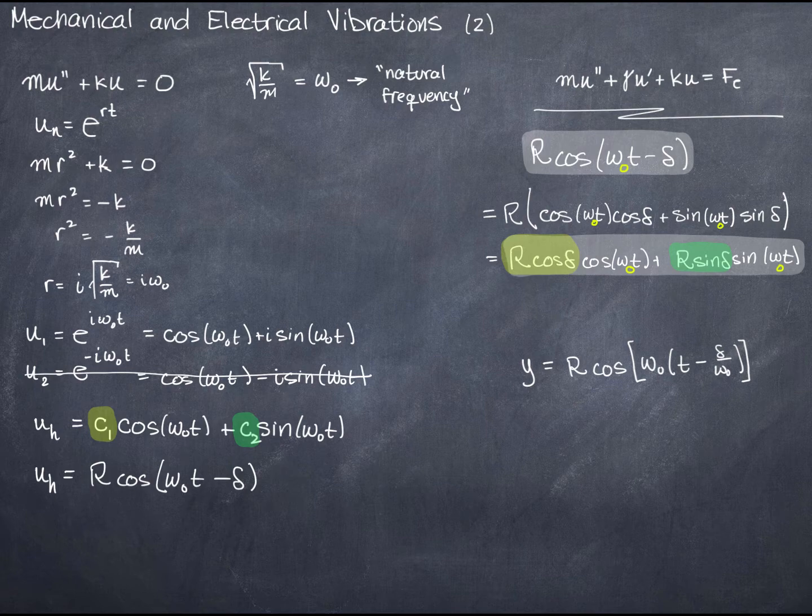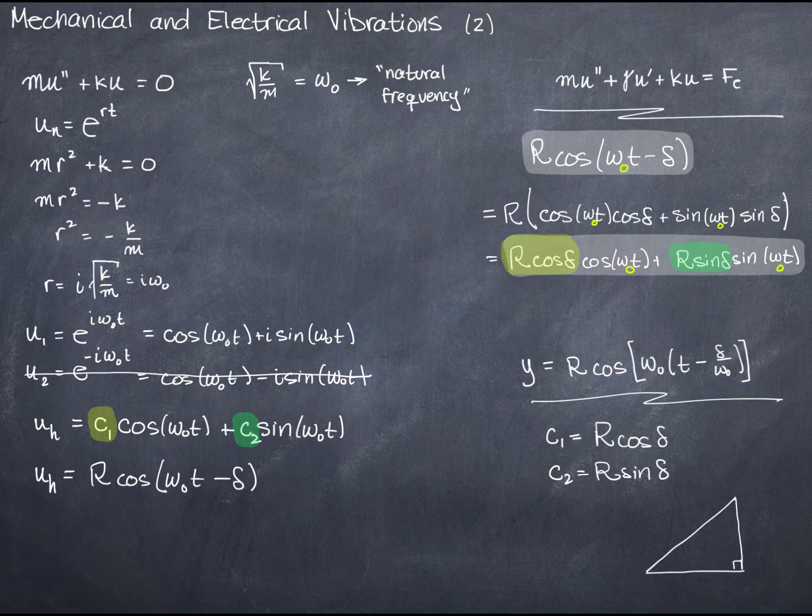I can tell you what its frequency is, and I can tell you what its shift is. In this form, I couldn't necessarily tell you that. Another thing that's really cool about this is that I could think of C1 as r cosine delta and C2 as r sine delta, so that delta is some angle in a right triangle. And let me see, I'll do a little bit more algebra over here.